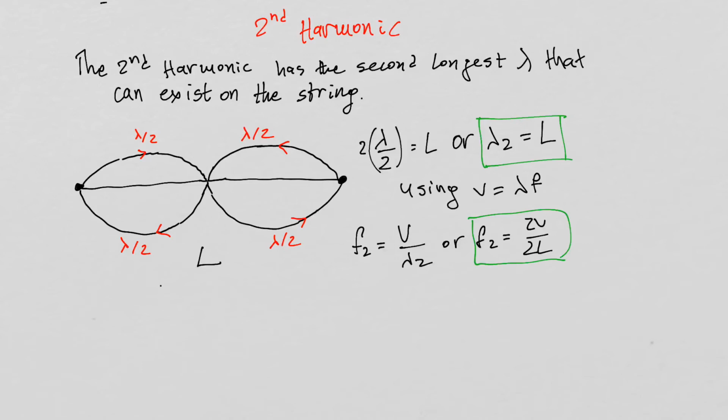Again, using the relationship between the speed of propagation, the wavelength, and the frequency of the wave, I can write an expression for the frequency of that second harmonic, so F2, and that is equal to 2 times the speed of propagation divided by twice the length of the string.